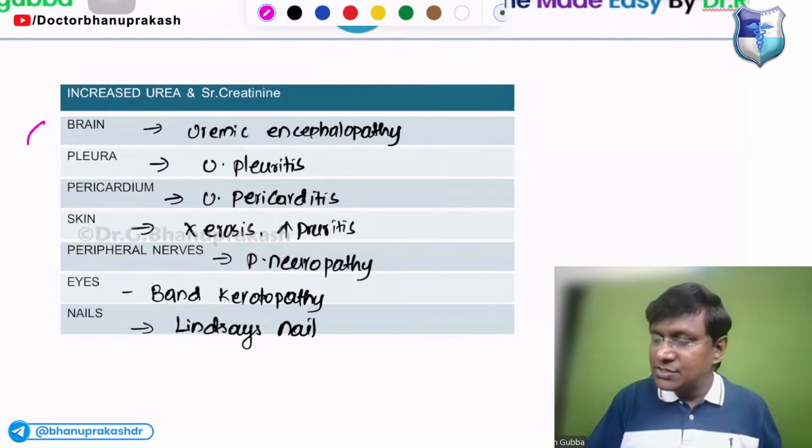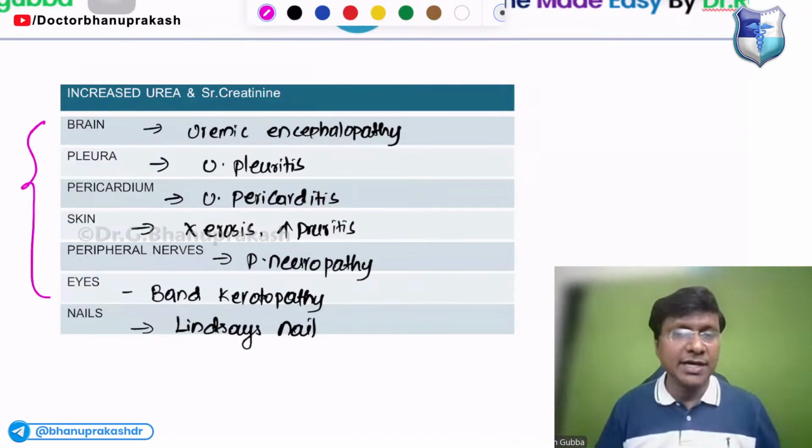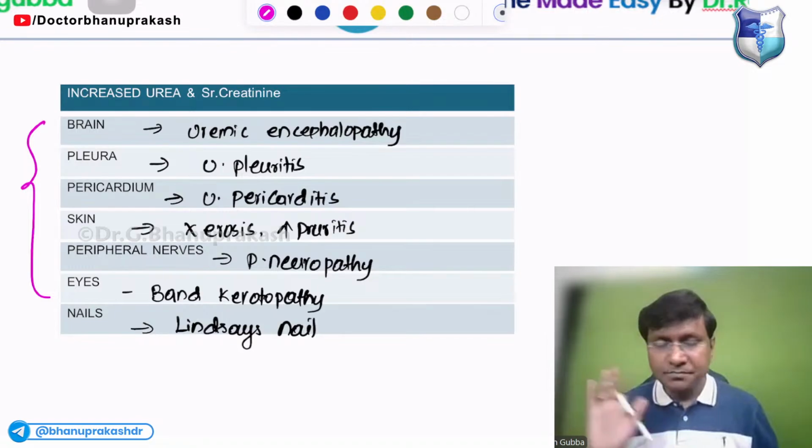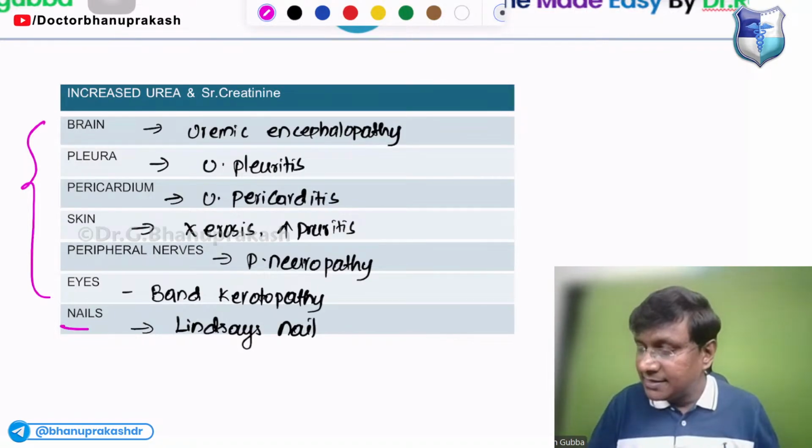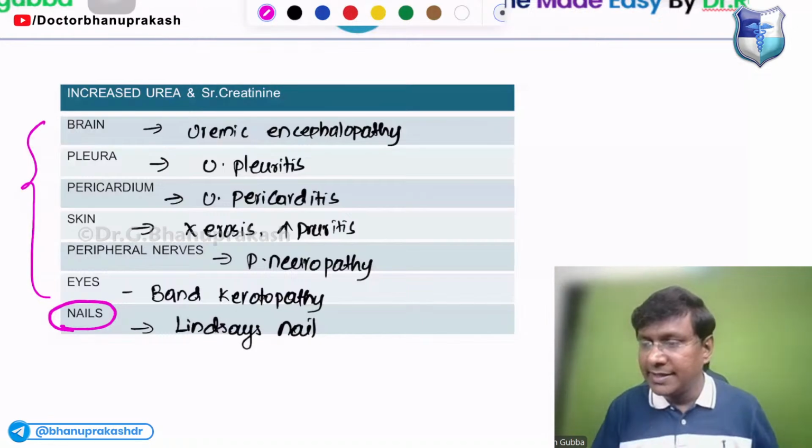And I have already said that the urea can go and accumulate in various parts of the body, and thereby the individual will have abnormalities accordingly. And the characteristic description is about the nails.